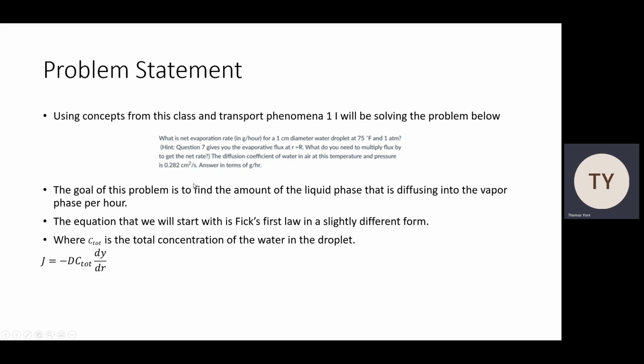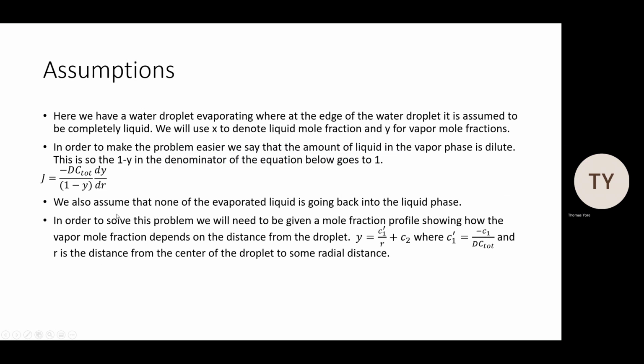So the goal of this problem is to find the amount of the liquid phase that is diffusing into the vapor phase per hour. And as we can see here, this is an example of interdiffusion. The equation that we'll start with is Fick's first law, but it will be in a slightly different form. As we can see here, J equals negative D times the total concentration of the water in the droplet times dy over dr.